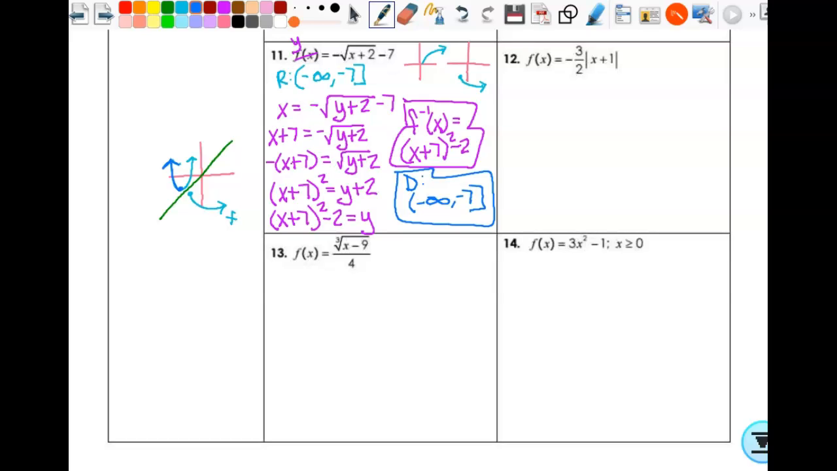Okie dokie. So let's look at 12. My parent function looks like this. When I reflect it and move it, it looks something like this. What's my answer here? No inverse function. Questions? All right.